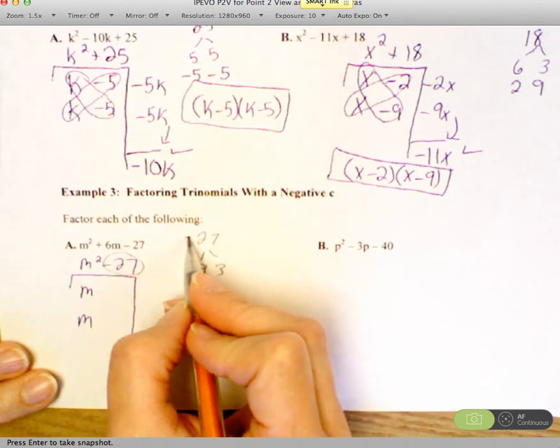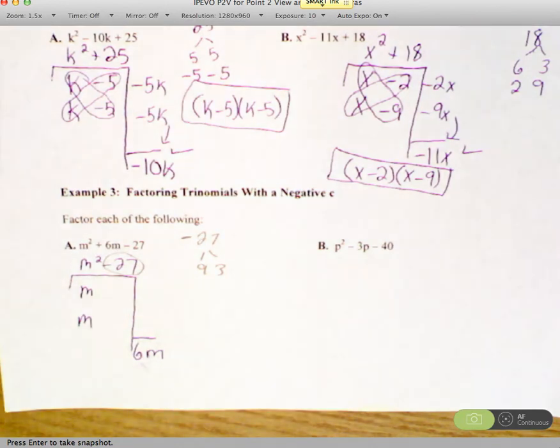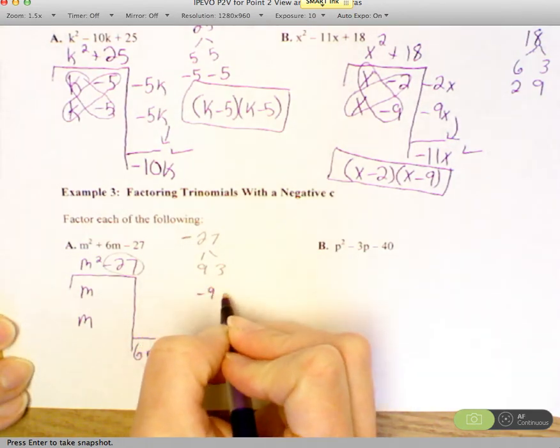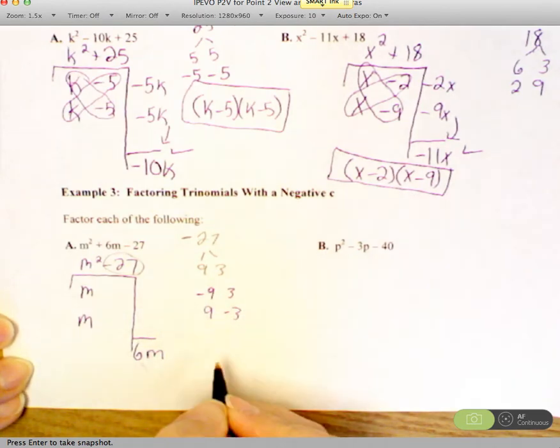Now, if we want a negative 27, let's think about what that means. It means that we probably want one of these to be positive, one of them to be negative, because we want them to multiply to get to a negative 27. So we could have the 9 negative and the 3 positive, or we could have the 9 positive and the 3 negative. Either way will work.